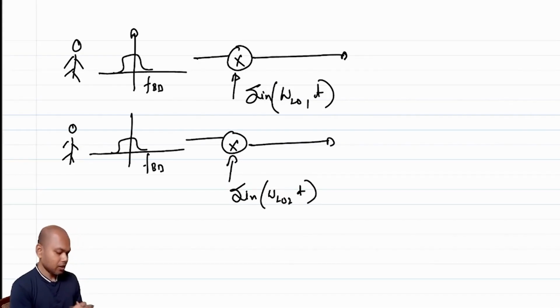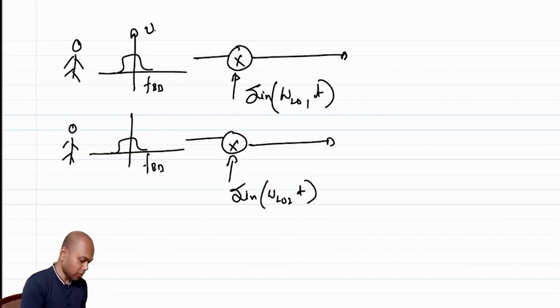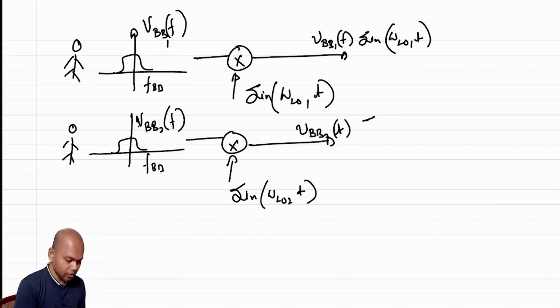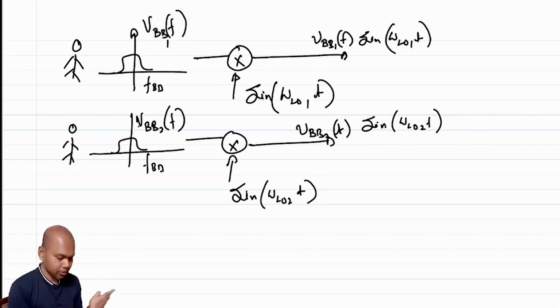The output, in time domain, will be the multiplication of the baseband signal 1 with sine omega LO 1, and baseband signal 2 with sine omega LO 2. This is in frequency domain, so I should not write t. So in time domain, this will be VBB1(t) times sine omega LO1 t, and VBB2(t) times sine or cosine. If I restrict myself to the magnitude, then it really doesn't matter.